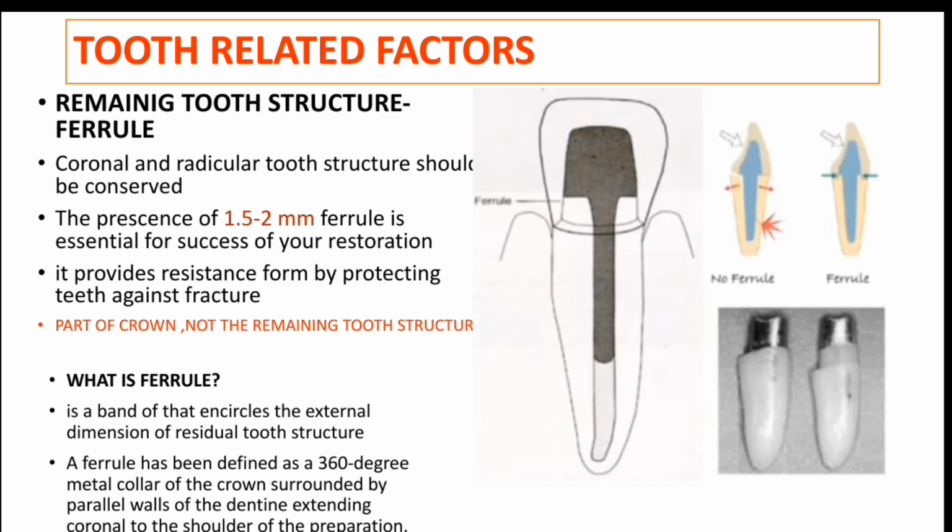It provides resistance form by protecting teeth against fracture. So its role is to protect the teeth against fracture. And you have to remember it is part of the crown. For its preparation, you need 1.5 to 2 mm of coronal tooth structure. That is the ferrule effect. In this picture, you can see the blue one, and beside it a picture where there is no ferrule effect. There is no preparation around the tooth, so there is no ferrule, while you can see the ferrule is prepared in the tooth below it.